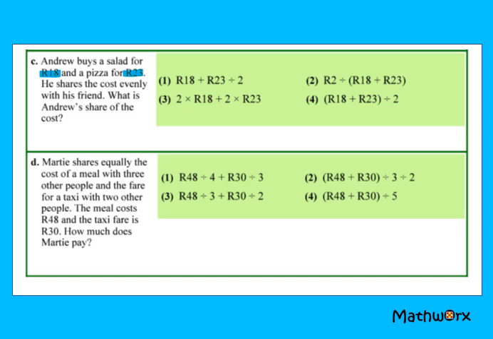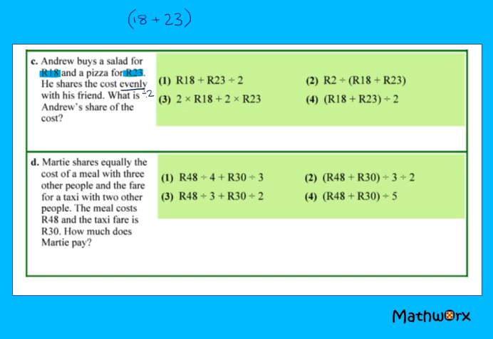Okay, so remember, we're buying a salad for 18 Rand and a pizza for 23 Rand. So remember, we have to add those together. And when we share it evenly with our friend, evenly means we're dividing it by 2. So let's look at our options. Now, when we add the 18 and the 23, remember we are doing that together because we're buying it, and only afterwards are we splitting the cost. So that's better for them to have brackets around them.